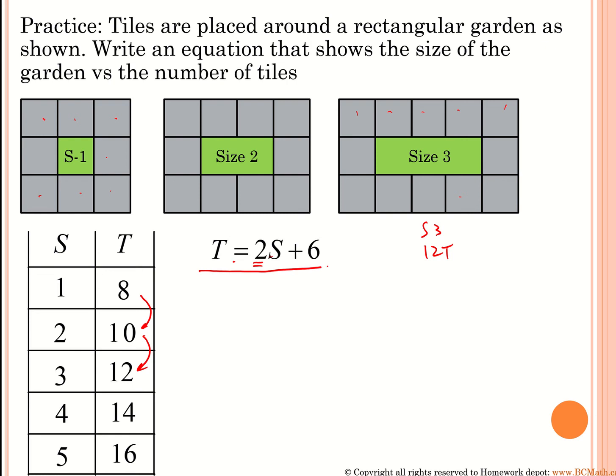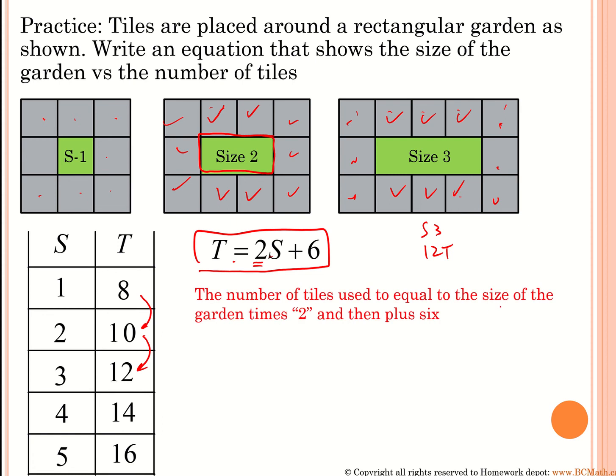Alright? One way to visualize this is, okay, this is size 2, right? And then you multiply by 2, this way you cover this one, this one, and that one. So whatever the size is, when you times 2, it takes care of the ones on top and below the garden. And then you add 6 because you have 1, 2, 3, 4, 5, 6, like that. Again, size 3 takes care of these ones, and you multiply by 2. And then you add 6 because of this one, this one, this one, this one, this one, that one. Alright, that's one way to look at it. So the number of tiles used is equal to the size of the garden times 2, and then plus 6.